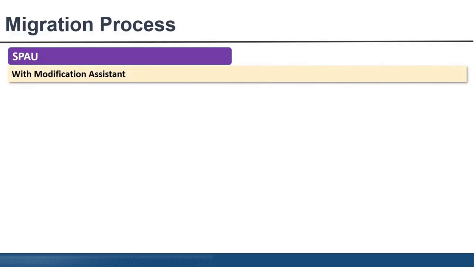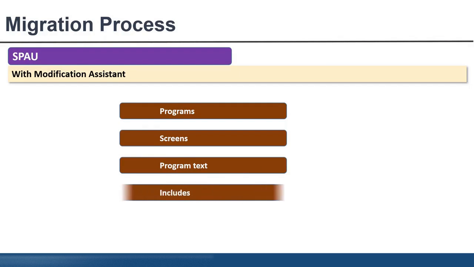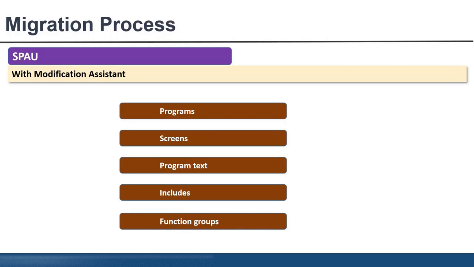With modification assistant. For objects under the with modification assistant node, analysis should be done as to what changes have been done to the respective object. Few possible scenarios are programs. Here, if it is in orange status, it says it is inactive and has syntax errors. Screens, here nothing has to be done. Program text, here revert to the original. Includes, compare the current and previous version and take action accordingly. Function groups, similar to the programs.